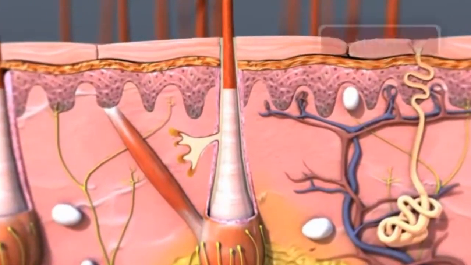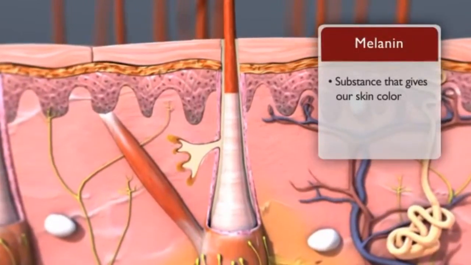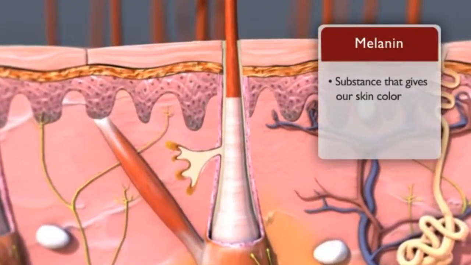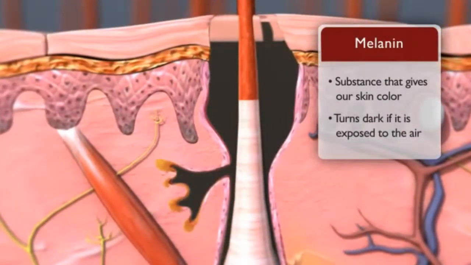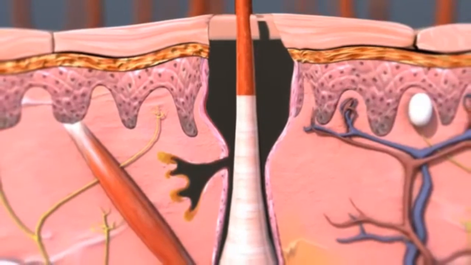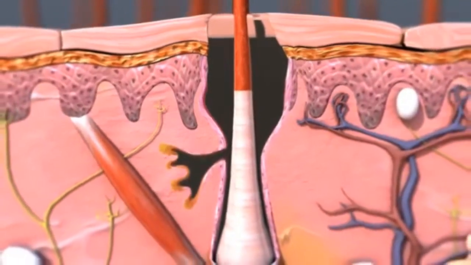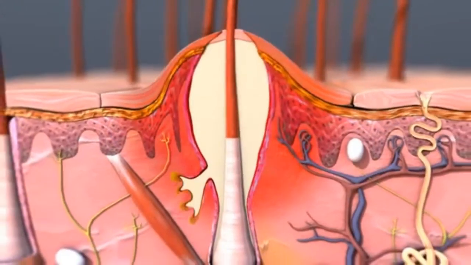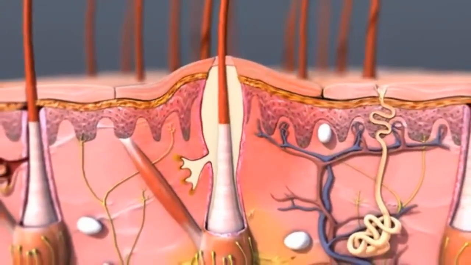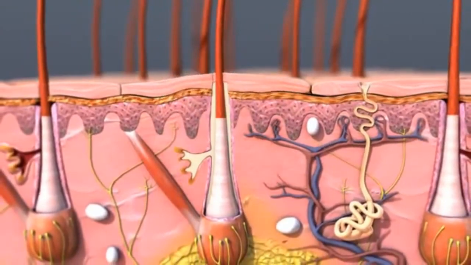Sebum contains a pigment called melanin, the same substance that gives our skin color. Melanin turns dark, or oxidizes, if it is exposed to the air, which is why blackheads are dark. They are not dirt, and scrubbing does not remove them. Both blackheads and whiteheads can release their contents and heal, although this process can be slow.